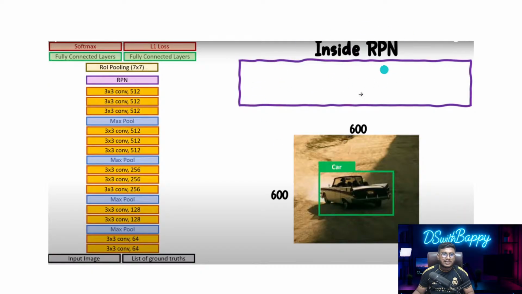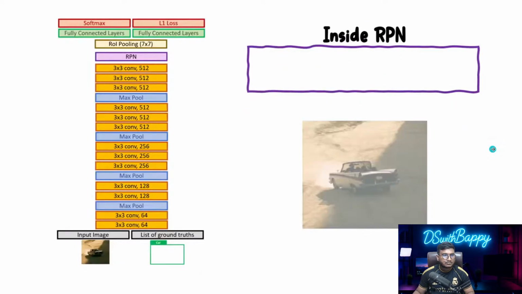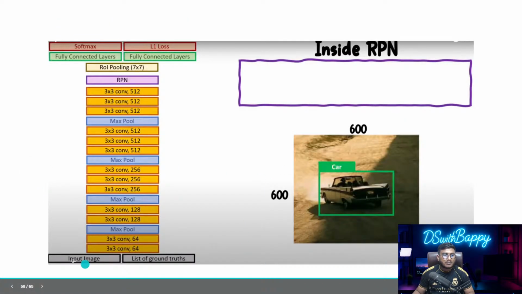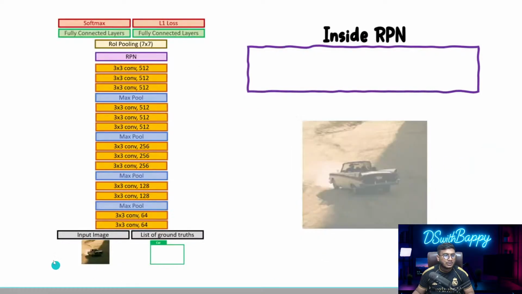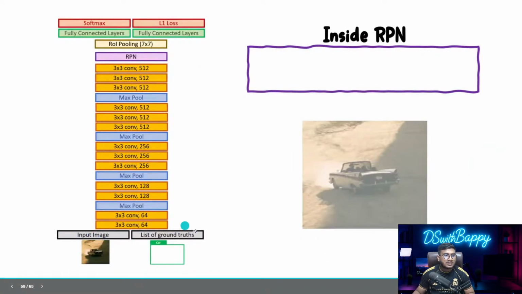Now let's try to understand what is inside of the RPN. Before understanding the RPN, first of all you have to understand what would be the input of the architecture. So definitely the input would be the original image as well as the annotated part, that means the ground truth. This is the original image and this is the ground truth. We are passing both because this is supervised learning.